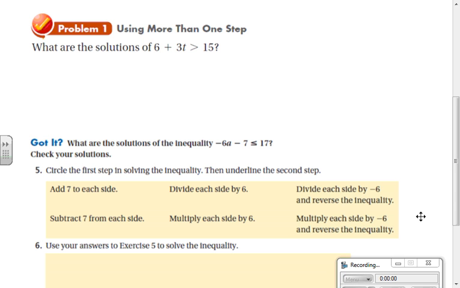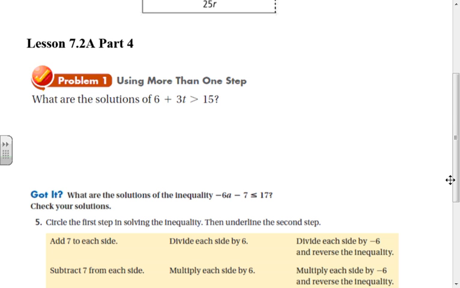Hey students, this is lesson 7.28, part 4. In this lesson, we're going to learn how to solve inequalities using more than one step. Let's get right into it here.